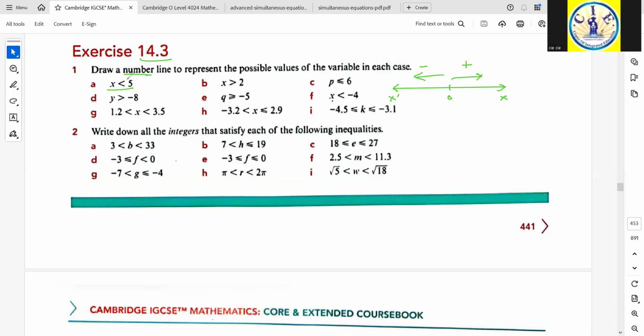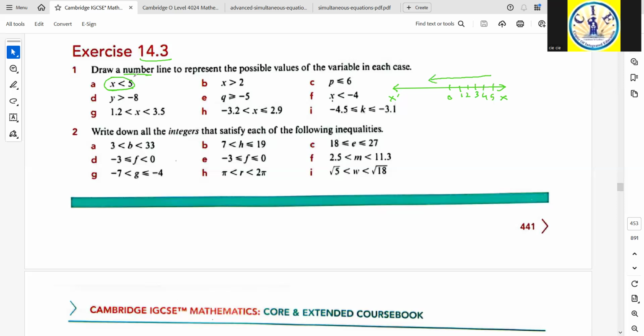Since we need to have the values of x to be less than 5, if I do it like this, 1, 2, 3, 4, 5. To represent it now on the number line, I need to have the values of variable x which are lesser than 5. So lesser than 5 is this region.